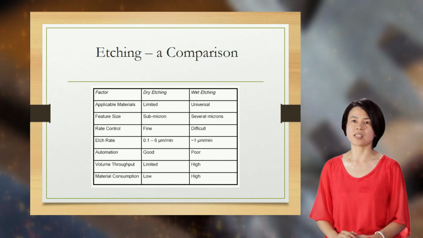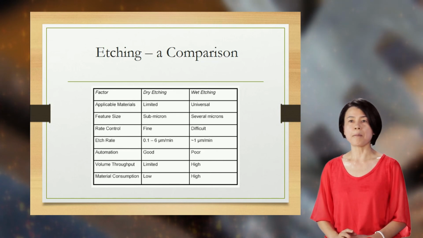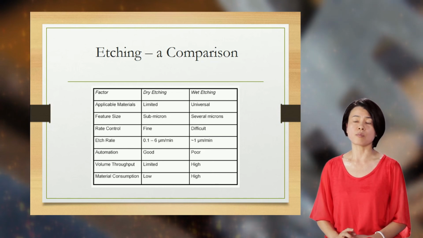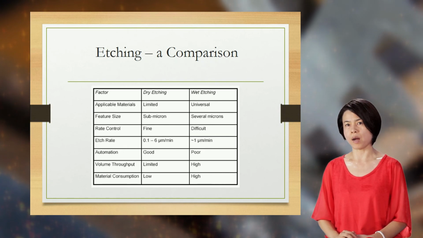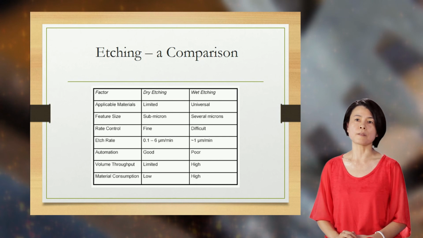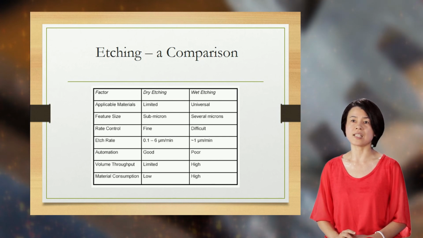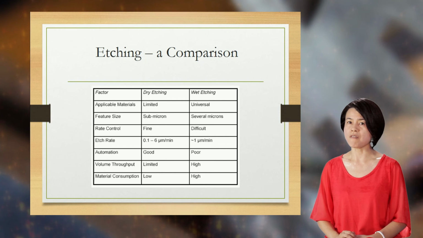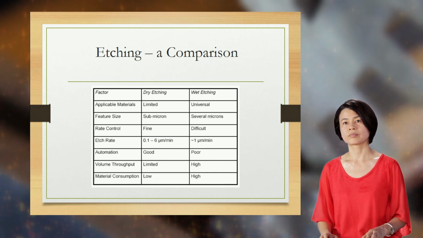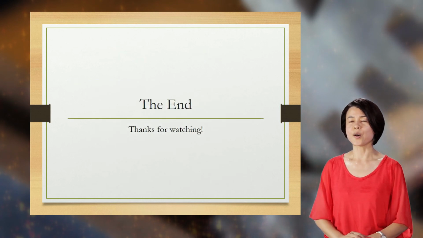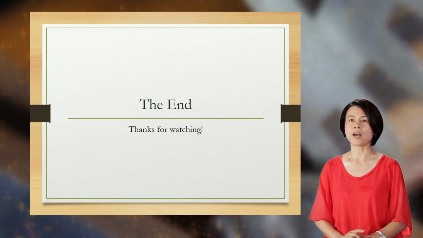For your reference, this is a table comparing dry and wet etchings. Basically, dry etching is limited by high cost, but with high quality etching properties. On the contrary, wet etching is cheap and easy to set up. However, it is difficult to control etching rates and profile accuracy. Okay, so this is the end of part 2 of the introduction to microetching.